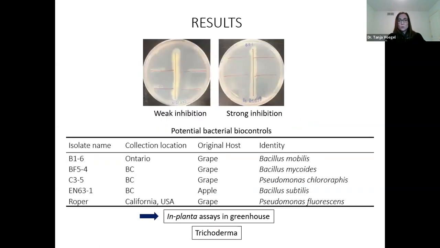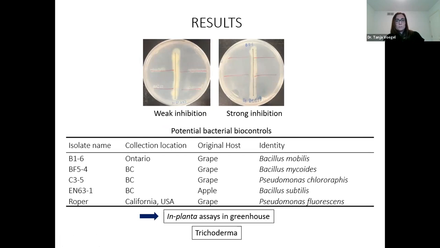So if the biocontrol was effective, there was less growth of A. vitis on the side. So these two photos show some of the plate assays. The left one shows very weak inhibition of the biocontrol strain. So in the middle, we can still see the biocontrol strain growing, but A. vitis still grows on the side. So there is only a little bit of inhibition. Compared to the picture on the right, there is biocontrol strain growing in the middle, but absolutely no A. vitis growing on the side. So this is a good candidate for biocontrol.